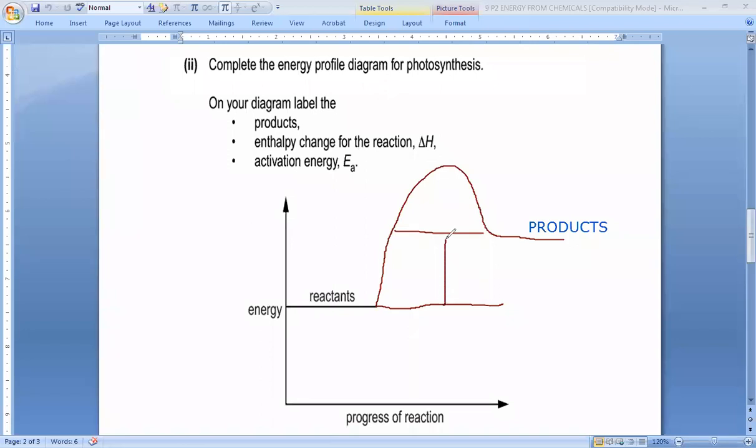This is the additional amount of energy which is required. This is activation energy. So the enthalpy change for the reaction is delta H. This is the products. Similarly, activation energy and delta H. Where is the delta H? Delta H is there. This is activation energy, while this is delta H.